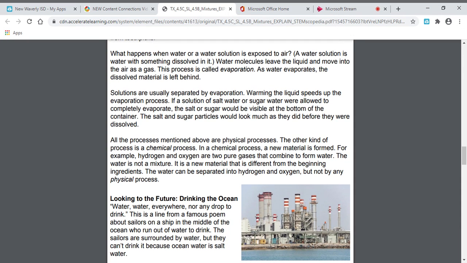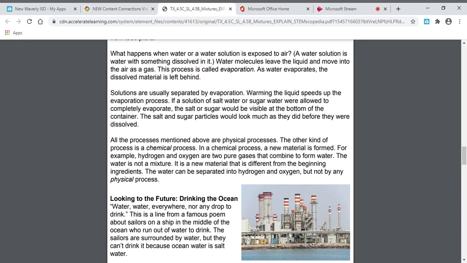What happens when water or a water solution is exposed to air? A water solution is water with something dissolved in it. Water molecules leave the liquid and move into the air as a gas. This process is called evaporation. As water evaporates, the dissolved material is left behind. Solutions are usually separated by evaporation. Warming the liquid speeds up the evaporation process.